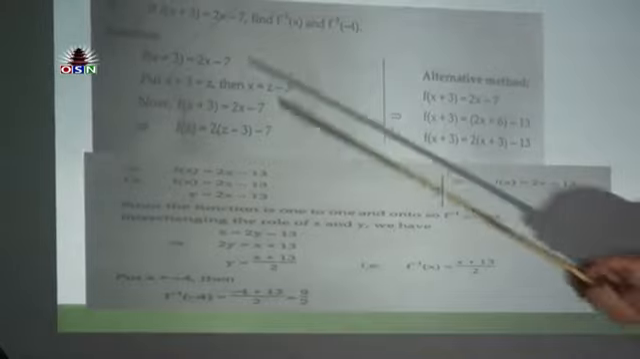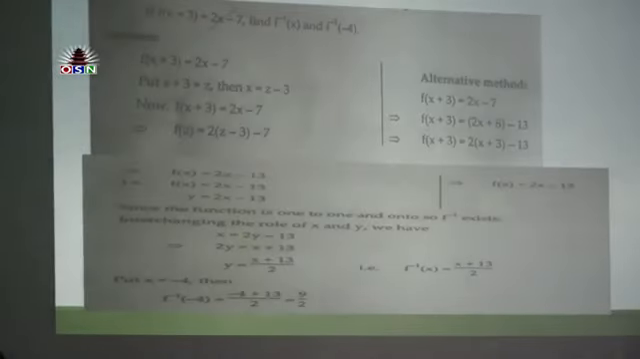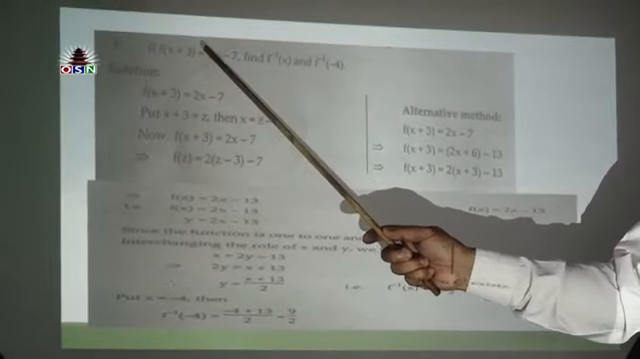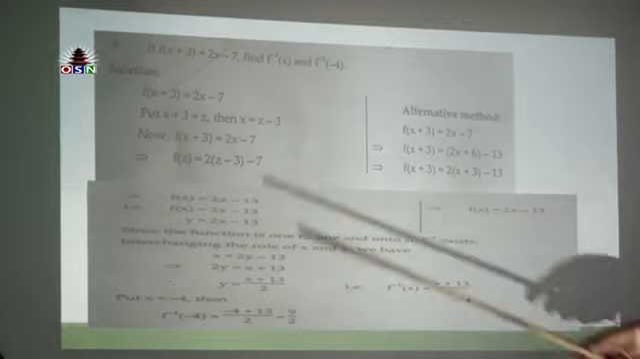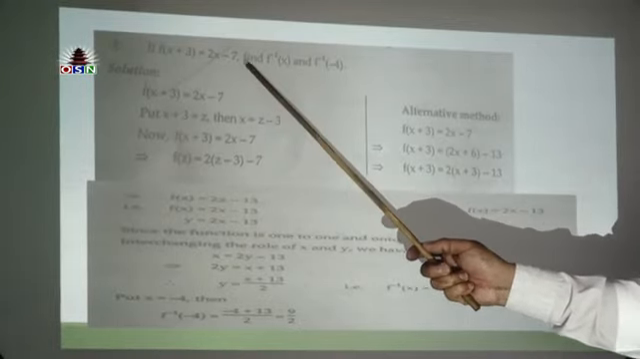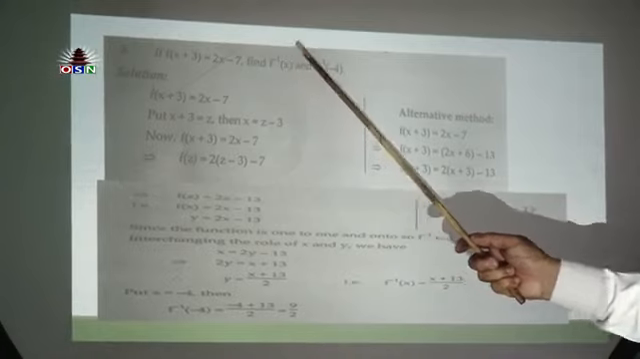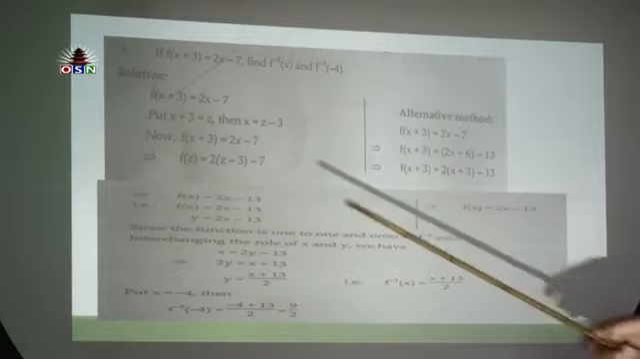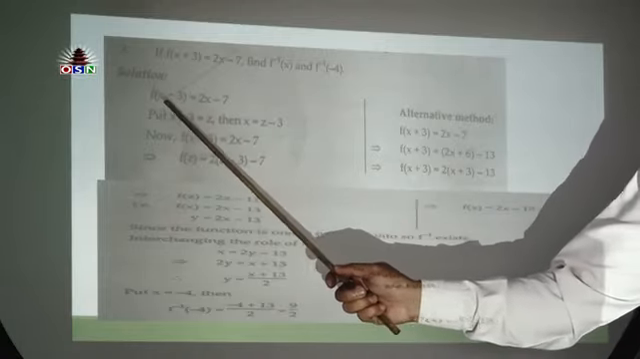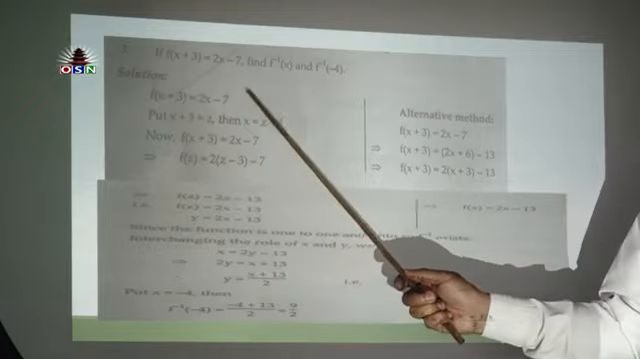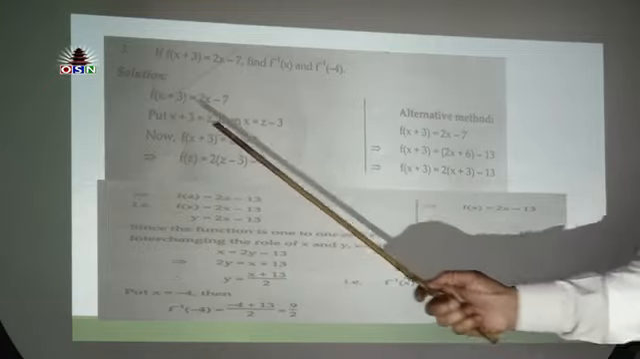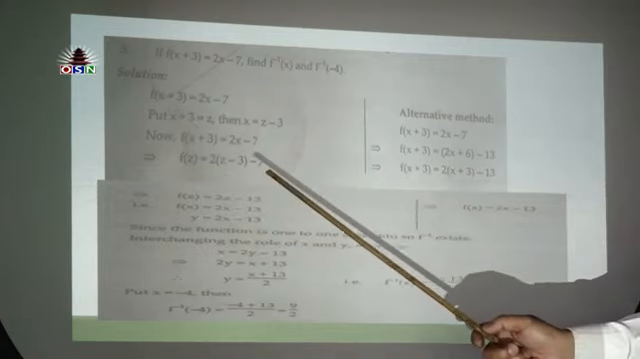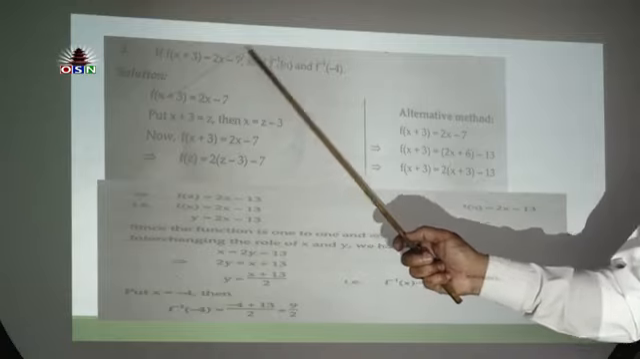Okay, dear students, let's see here in the clips once more. Here f of x plus 3, where x plus 3 itself is an input, is equal to 2x minus 7. Find the inverse f inverse x, and f inverse of minus 4 you will have to find. According to the given question, f of x plus 3 is equal to 2x minus 7. This is a functional relation given to you. Here x plus 3 is the input, and the output is given by 2x minus 7.